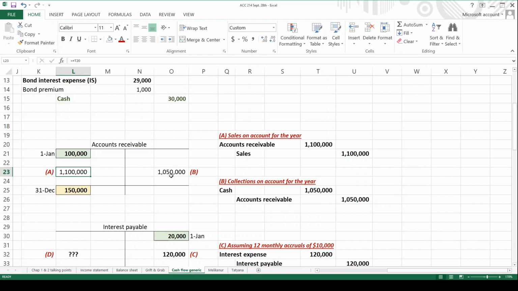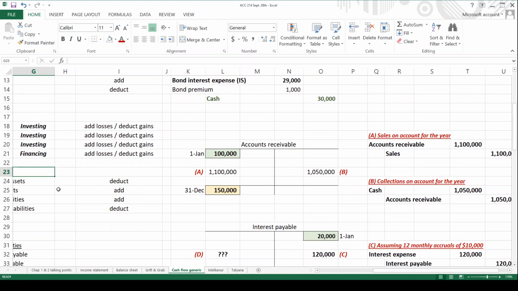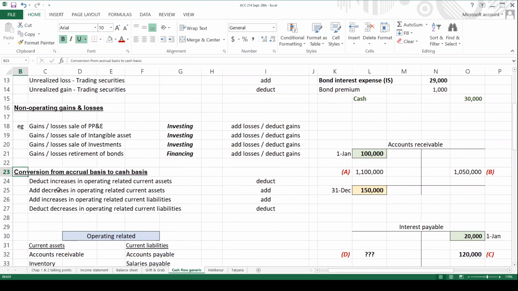If your accounts receivable goes down, that means you collected more than you billed. And that's what you're hoping for if you're the corporation, because you don't want to have a lot of accounts receivable. And that's what happened here. So the receivables went up because the collections were less than the billing. So fortunately, the logic here pertains to all current assets that relate to operating activities. And this is what we're going to do.